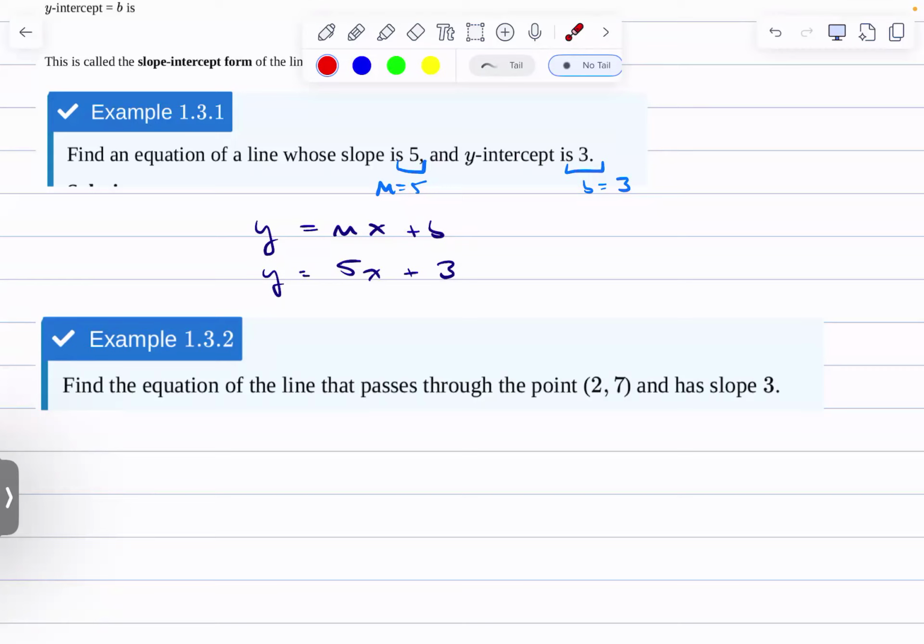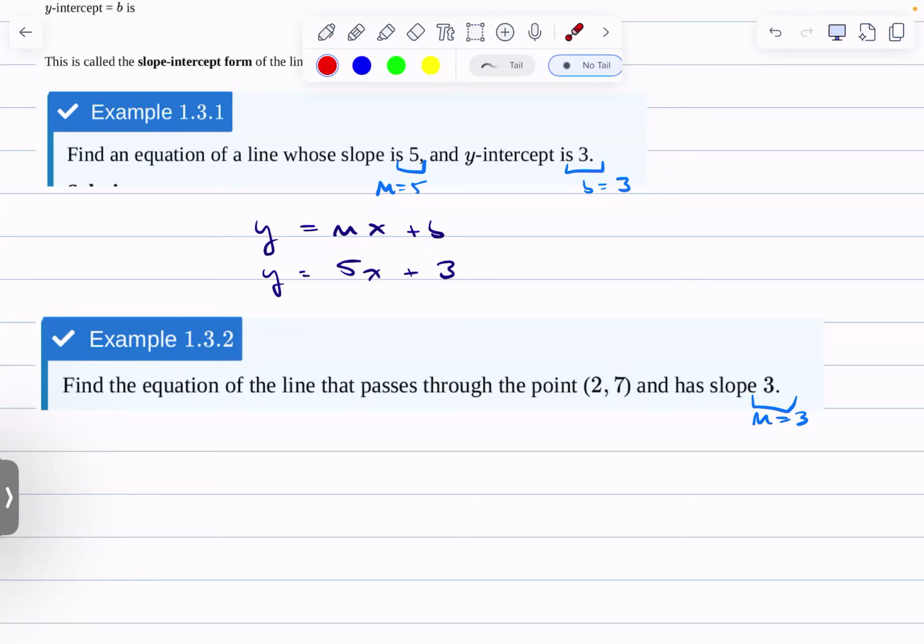What about this one? We're given the slope, 3. That's nice. So let's highlight what we have already. And then 2, 7, that's not the y-intercept. Uh-oh. Then what? Like I said, it's always a good idea to just start here, figure out what you have, what you don't have, what you need, and work it until you have what you need.